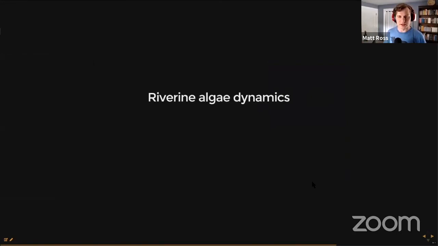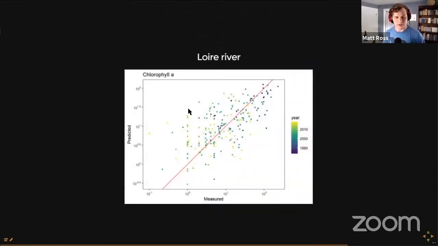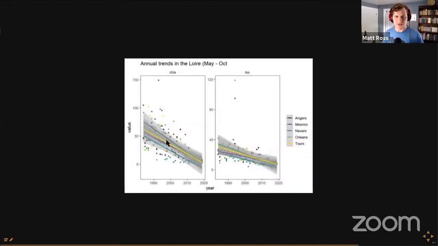So that's the DOC. I'm going to just rip through the algae dynamics. So basically, we've worked with some folks in France to apply this at a different river, and we've worked in Loire. We don't predict chlorophyll A with a ton of accuracy. The RMSE error on this is about 80%, so not great. But in general, we actually still see strong trends that are consistent with what in situ data sets show, which is that the Loire River has a decreasing concentration of chlorophyll A and TSS.